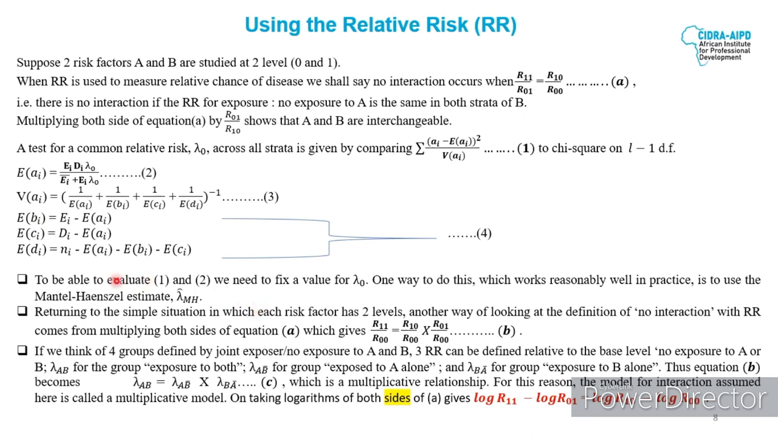Now, to be able to evaluate 1 and 2, this one and this one, we need to fix the value for lambda naught. One way to do this, which works reasonably well in practice, is to use the Mantel-Haenszel estimate. This one.